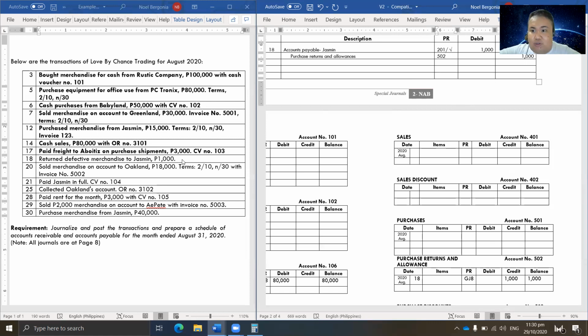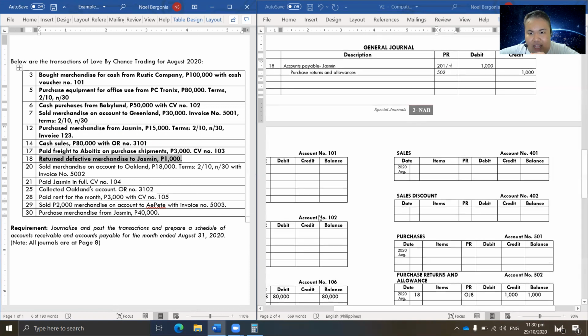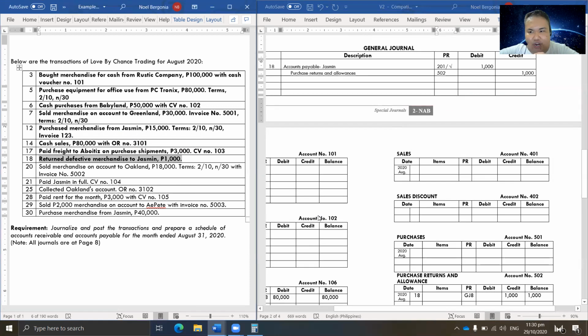transaction number 18. So as you can see, medyo marami yung naging steps, no? Pero I hope that you have understood na kapag hindi pwedeng i-record yung transaction in any of the special journals, then record it in the general journal. And since we have used general journal, it should be immediately posted in our general ledger. And if there is an affected subsidiary ledger account, then post it also there. Okay, so thank you very much. Okay, so we're done with the 18th.